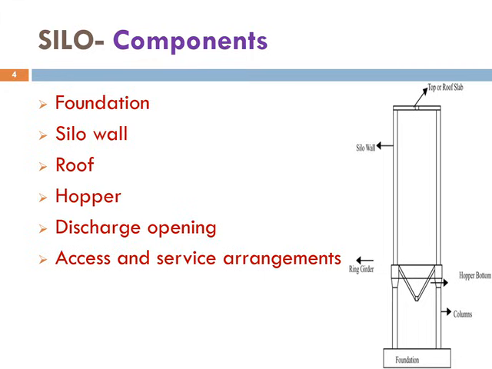The foundation transfers the load of the silo safely to the ground. The silo wall forms the main vertical storage enclosure. The roof protects the stored material and completes the upper portion of the structure. A hopper may be provided at the bottom to help the stored material move towards the discharge point. The discharge opening allows the material to leave the silo. Access and service arrangements are provided for inspection, maintenance and operation of the silo.